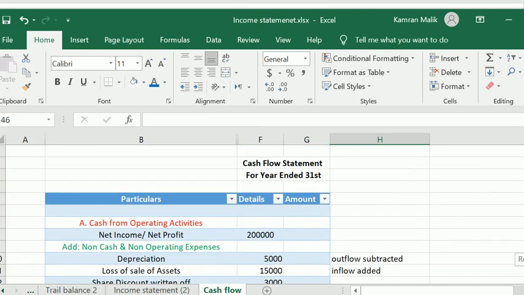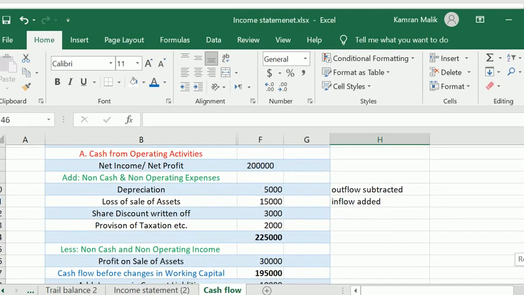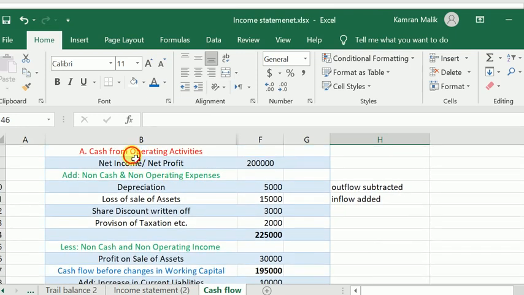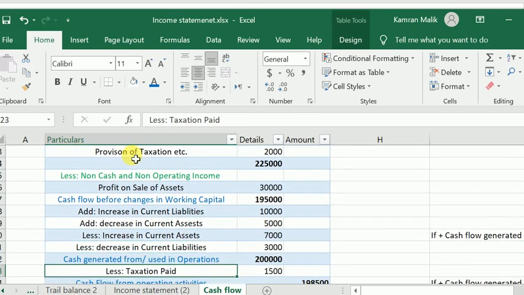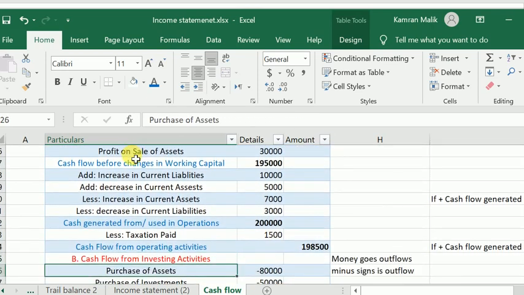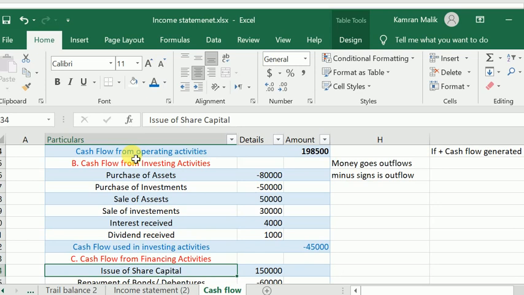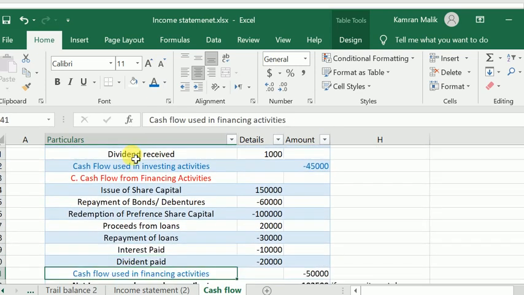In brief, we have three parts: the cash from the operating activities, the cash from investing activities, and the cash flow from the financing activities, right?